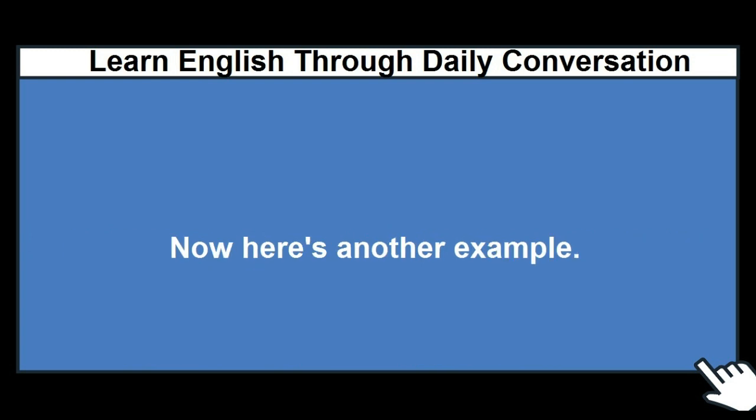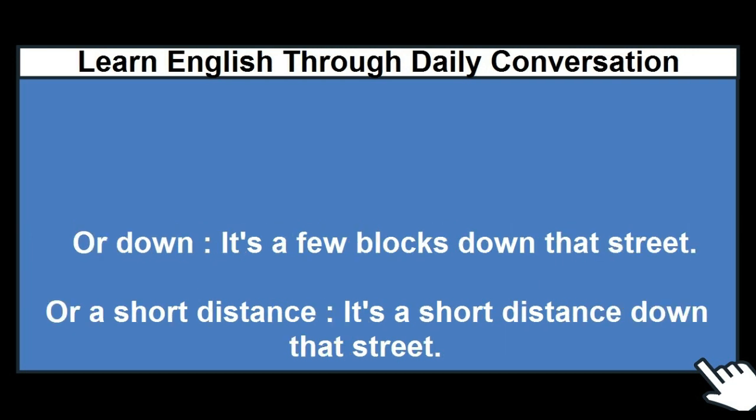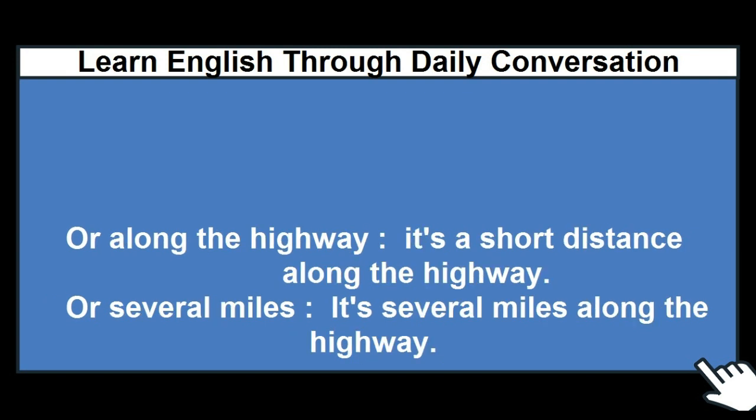Now here's another example. It's two blocks up that street. Instead of two blocks, we can use a few. It's a few blocks up that street. Or down. It's a few blocks down that street. Or a short distance. It's a short distance down that street. Or along the highway. It's a short distance along the highway. Or several miles. It's several miles along the highway.